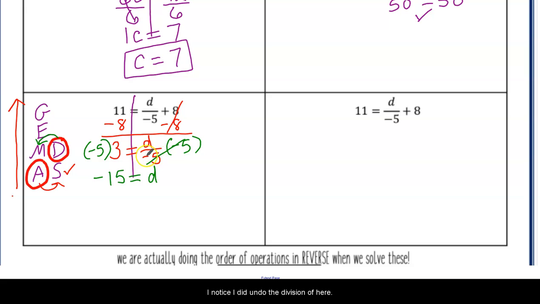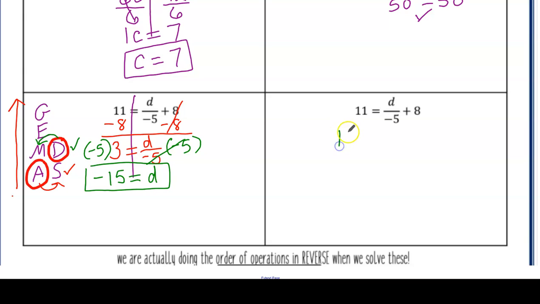And notice I did undo the division up here. Because I divided by a negative, I also had to multiply by a negative to undo it. So I undid my division by multiplication. And now I have my answer. Next step, we're going to look at checking.